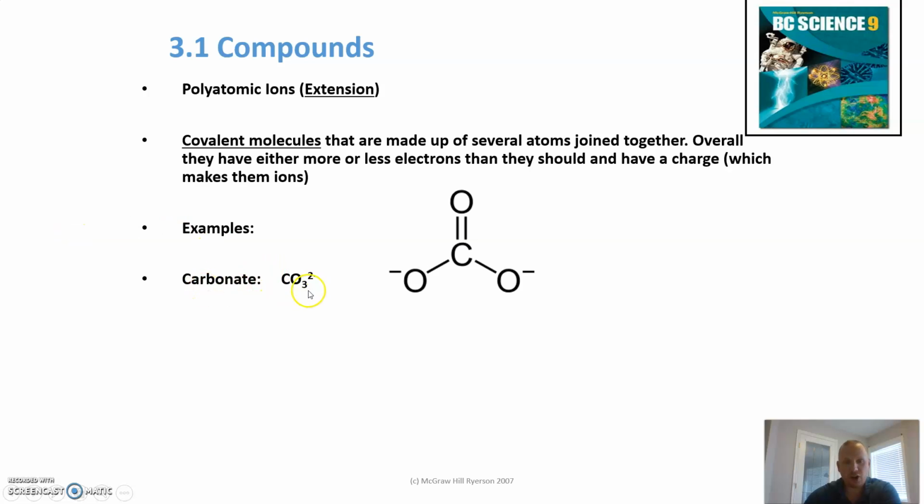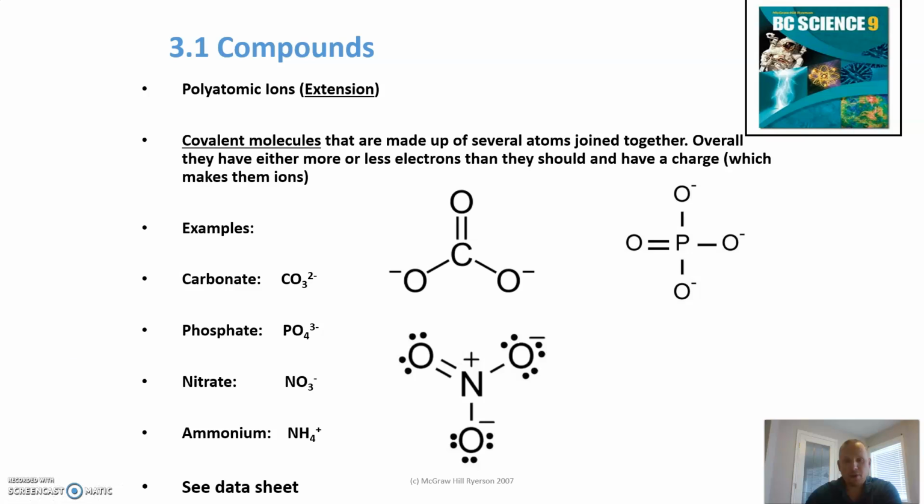This one right here is carbonate, CO3 2-. It's one carbon that forms covalent bonds with 3 oxygens, but they have 2 extra electrons overall. Phosphate: one phosphorus forms covalent bonds with 4 oxygens and they have 3 extra electrons. Nitrate, ammonium, like I said, you're not going to need to know this stuff. This is more extending stuff. We are going to deal with these when we get into naming, but that's all you'll need to know about these.